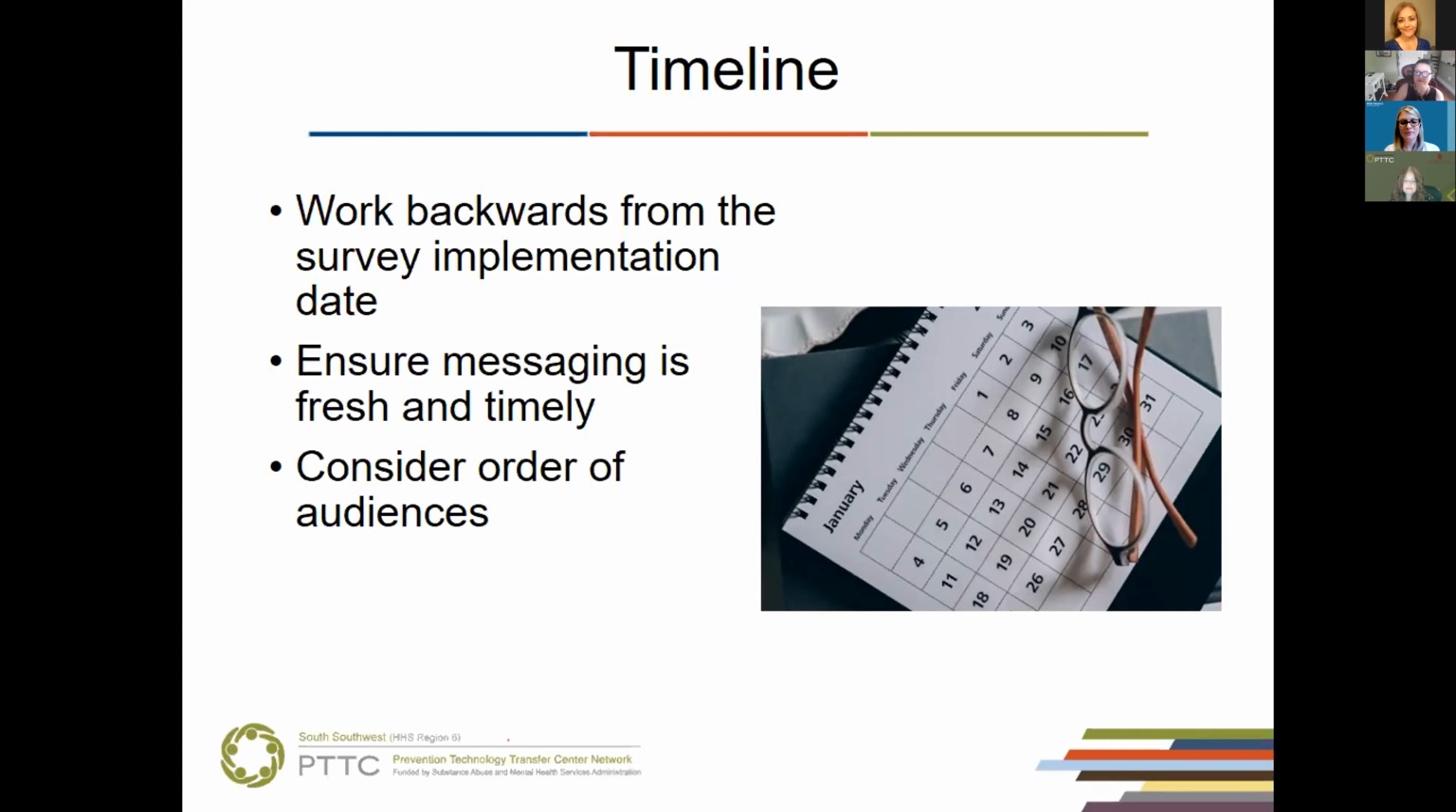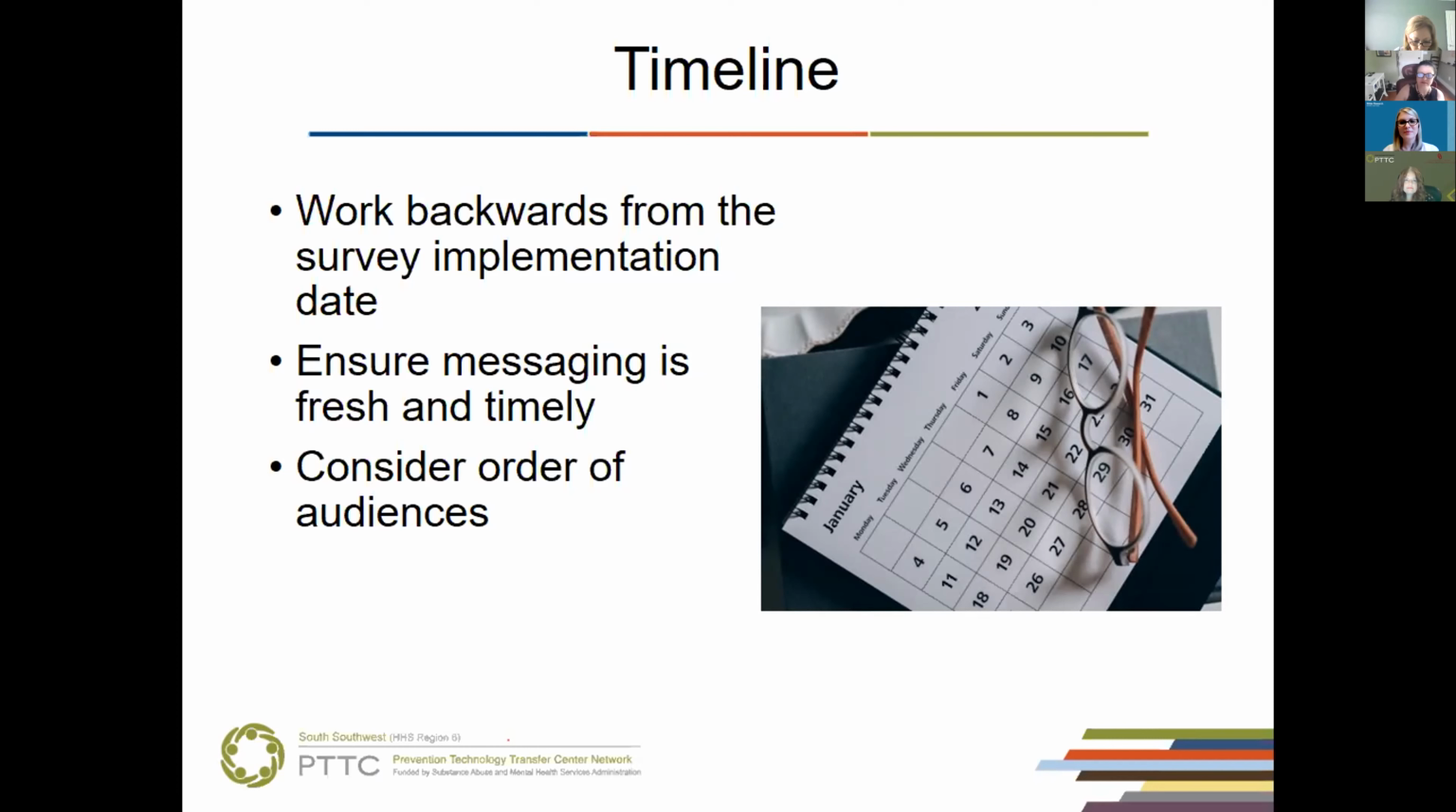But then also after the survey has been complete and you're getting messaging out, this is where it can be really helpful to share information in tastes and snacks, so that you're sharing it on a regular basis and not just putting out one report and then washing your hands and saying we're done with sharing the data. And then also think about the order of audiences in which you want to share.